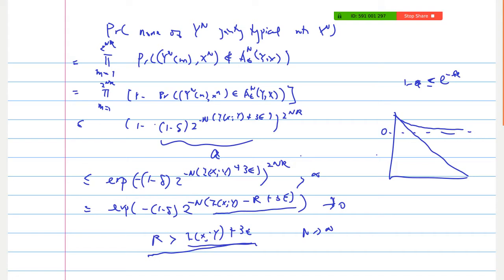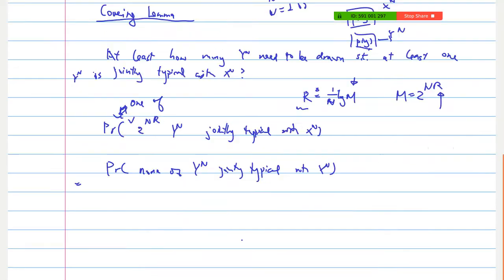So again, because epsilon is something arbitrary, we can make epsilon arbitrarily small. So essentially, as long as R is bigger than I(X;Y), then we can ensure that this probability will go to zero as n goes to infinity. So it means that the probability that none of the Y^n is jointly typical with X goes to zero. So that means that some of them will be jointly typical with X. So that is basically again the covering lemma.